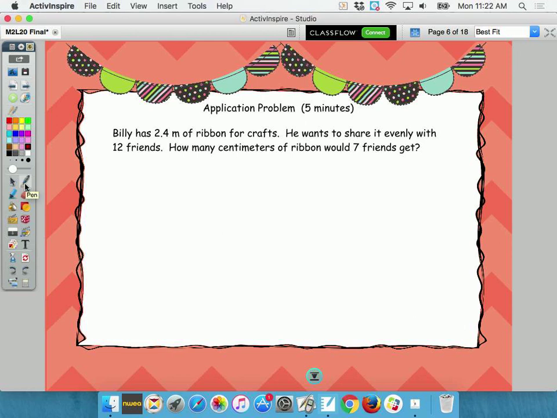Problem: Billy has 2.4 meters of ribbon for crafts. He wants to share it evenly with 12 friends. How many centimeters of ribbon would 7 friends get?